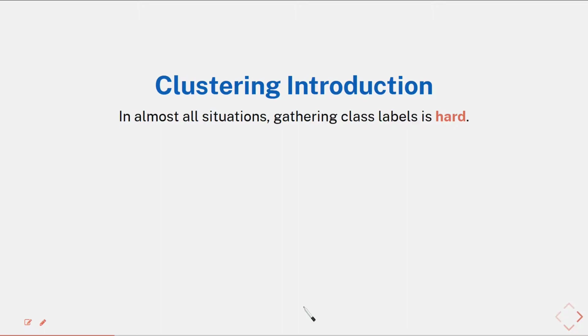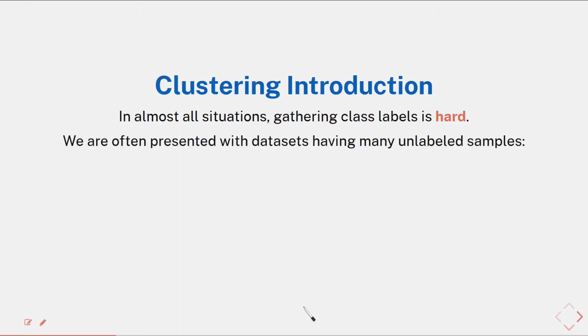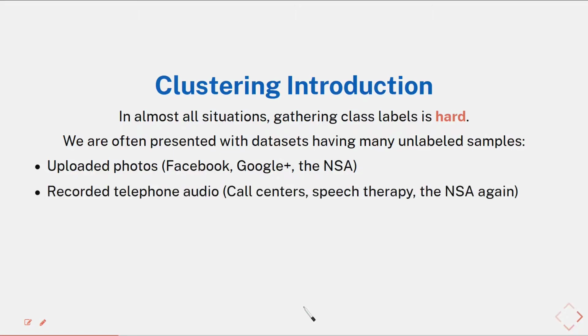In almost all situations, gathering class labels is hard for any sort of machine learning problem, whether it's biomedicine or natural image collection. Gathering class labels is hard for a large number of samples. We're often presented with the case where data can be collected easily, but they're unlabeled samples. This is often the case when you deal with large data sets of things like photographs. There are a number of places where those photographs are collected and harvested, and they could be mined for important patterns, but it's very difficult in some cases to get annotations of what's in each photograph. Telephone audio, or any kind of audio, figuring out what the class is.